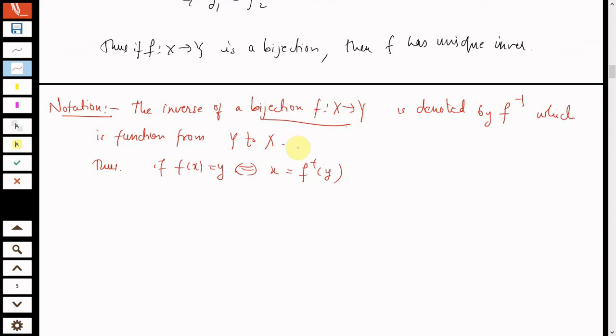Yeah, so with this I end this session. Thank you for watching this video. We will have one more session, one more lecture on this concept, that is the inverse of a function, basically, in which we will discuss the properties of the inverse of a function.